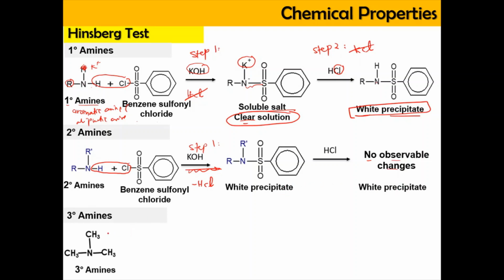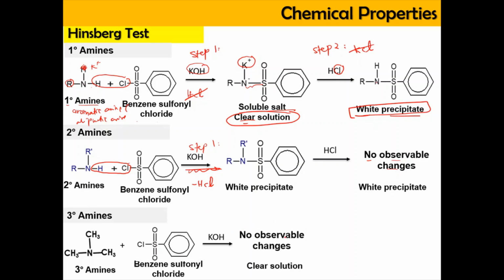Okay, for tertiary amine, the tertiary amine here can be aromatic or aliphatic, it doesn't matter, as long as it is tertiary. So for the tertiary amines, when it reacts with the benzene sulfonyl chloride, what's going to happen here is that in the presence of KOH, there is going to be no reaction or no observable changes because we are talking about the identification test.